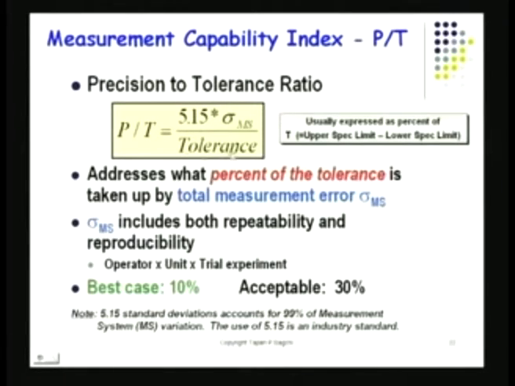Divide that by the tolerance, and this ratio should be of the order of 10%. The best case is 10%. An acceptable limit in some industries is 30%. Not in all industries, but some industries will accept this precision to tolerance ratio as high as 30%. What does the precision or imprecision comprise? It comprises partly the measurement error, which consists of repeatability and reproducibility, and it could also be due to stability and so on and so forth.